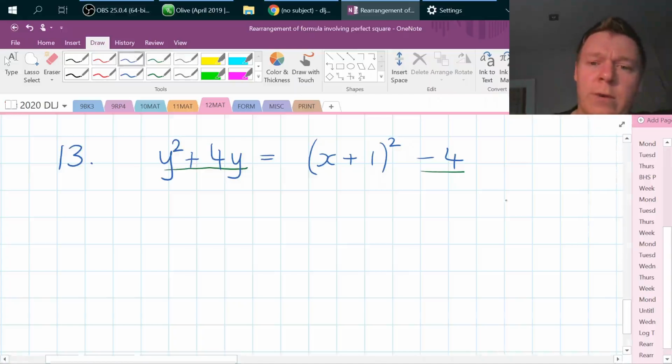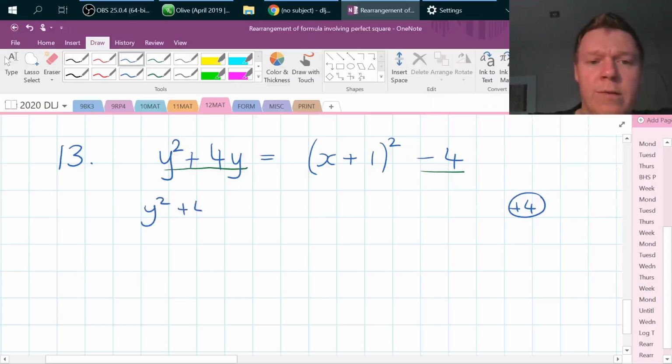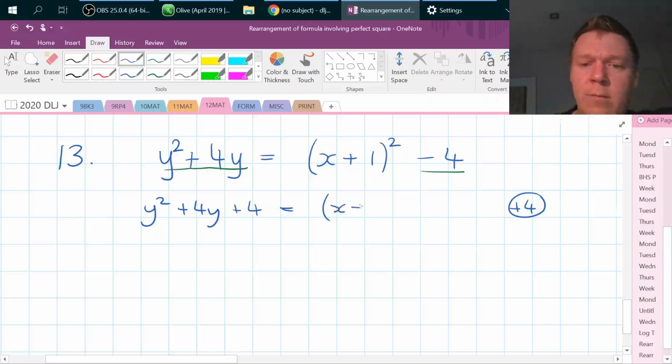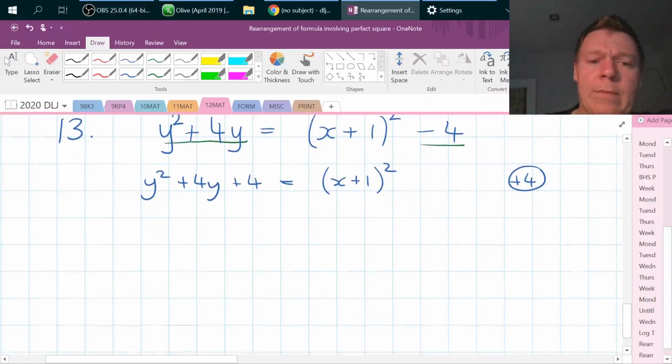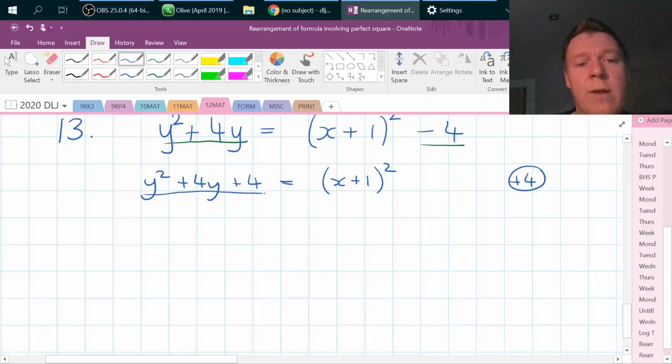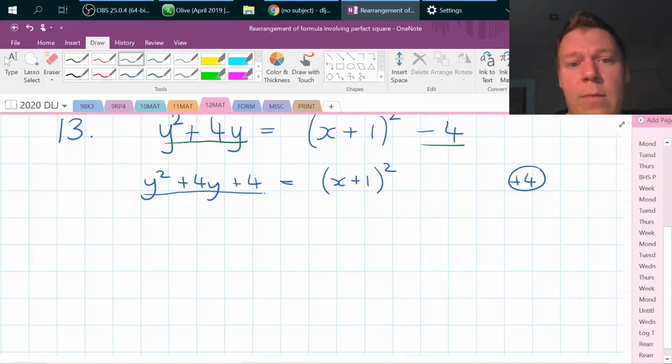So our first thing that we're going to do is we're going to add 4 to both sides to move that negative 4 to the other side. So we end up with y squared plus 4y plus 4 equals x plus 1 squared. At this stage, we can factorize the y squared plus 4y plus 4 the same way that we factorize x's. It's just a different type of variable, but it's using the same factorization skills.